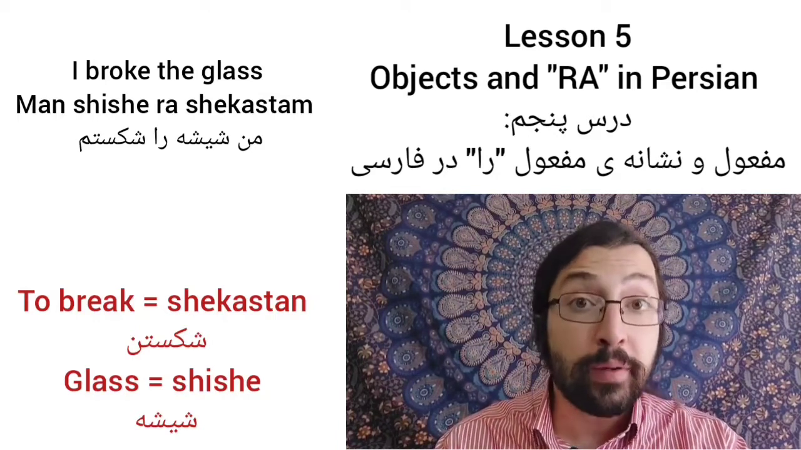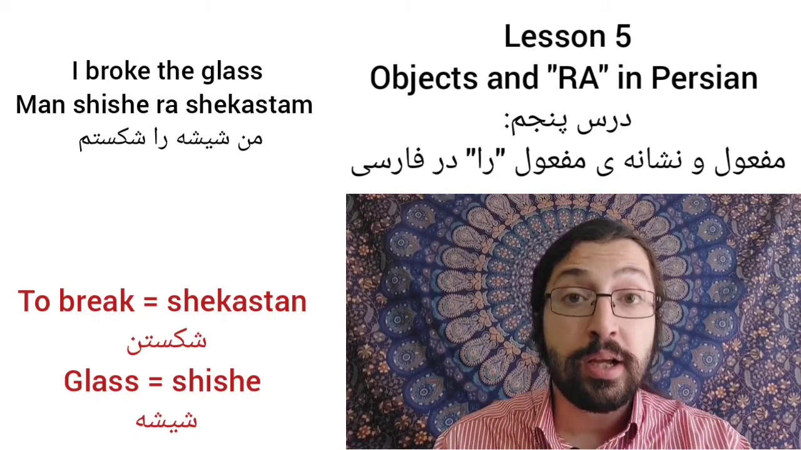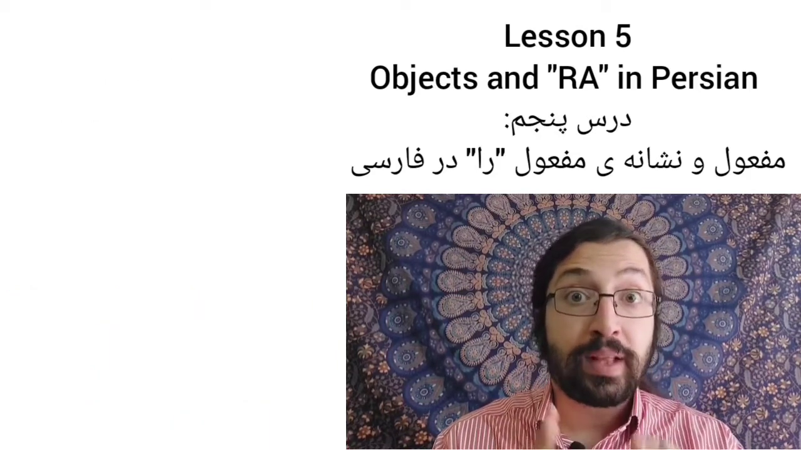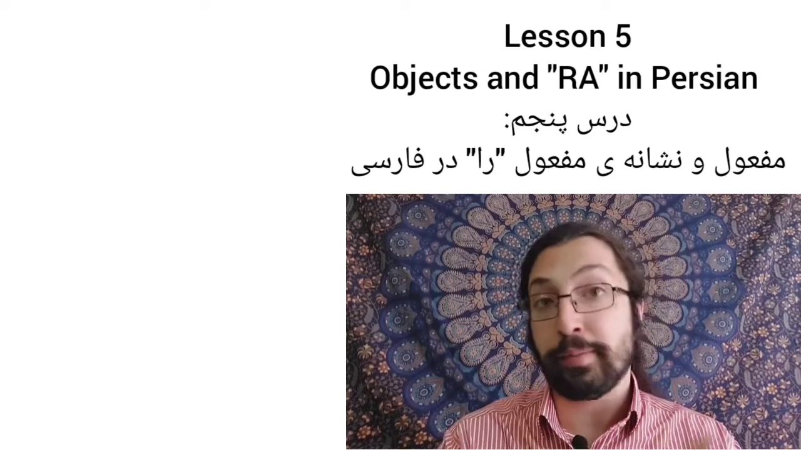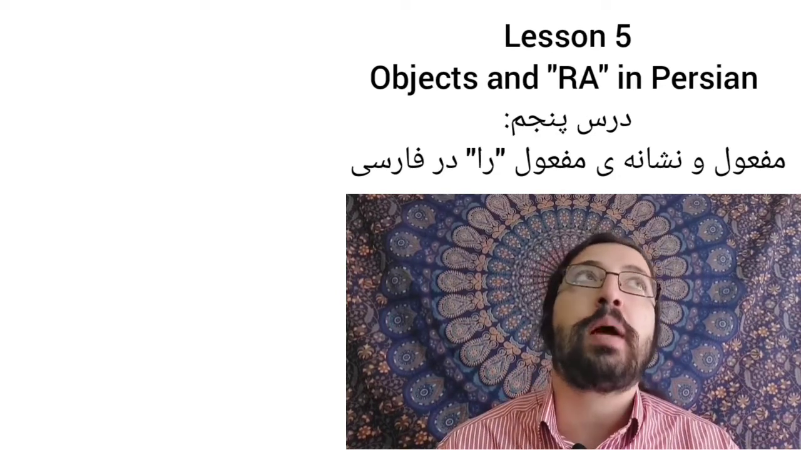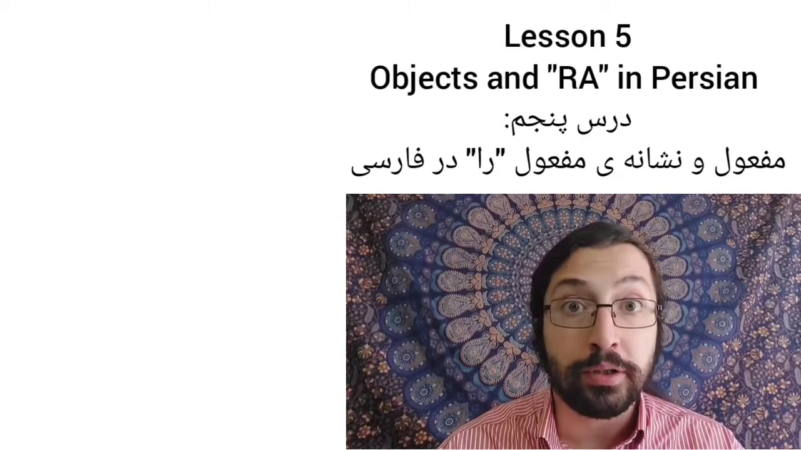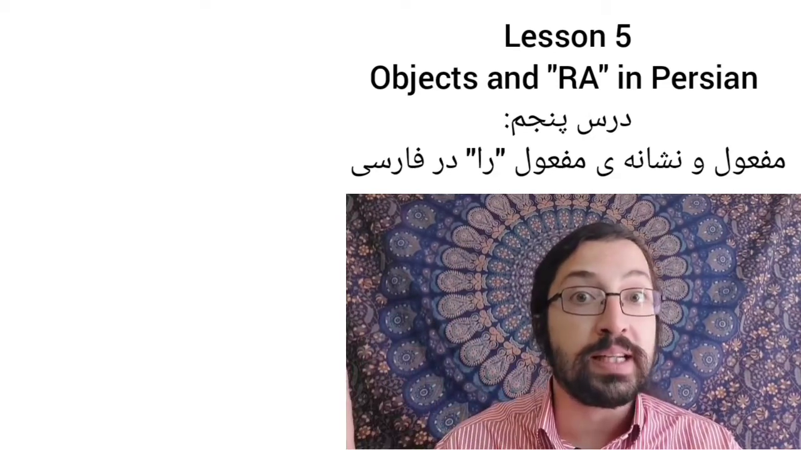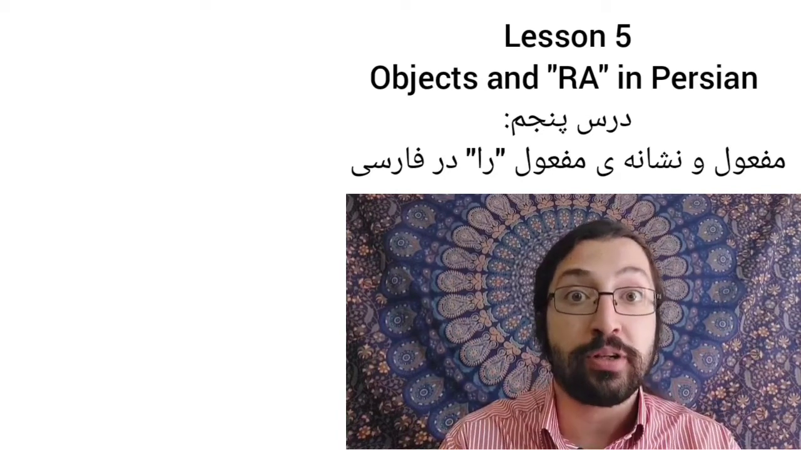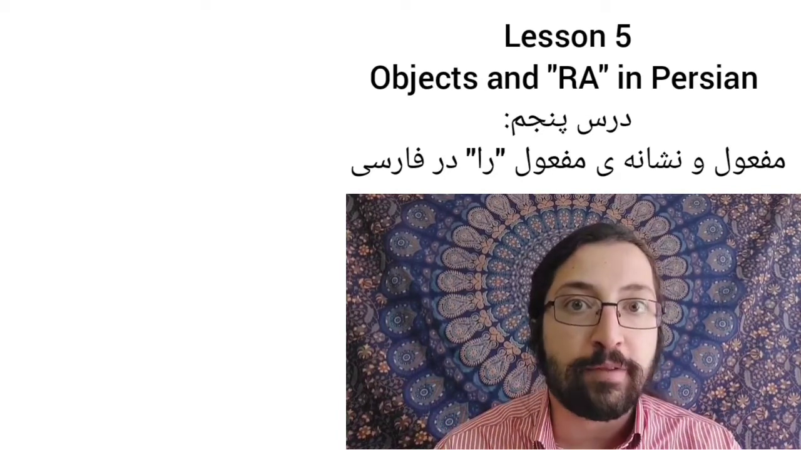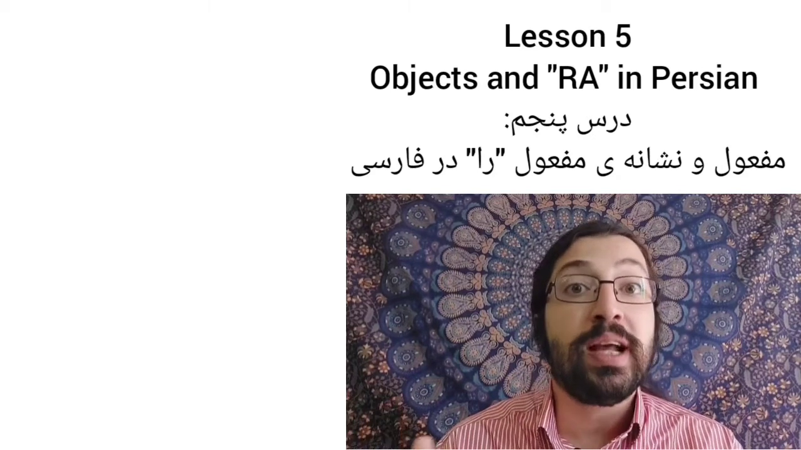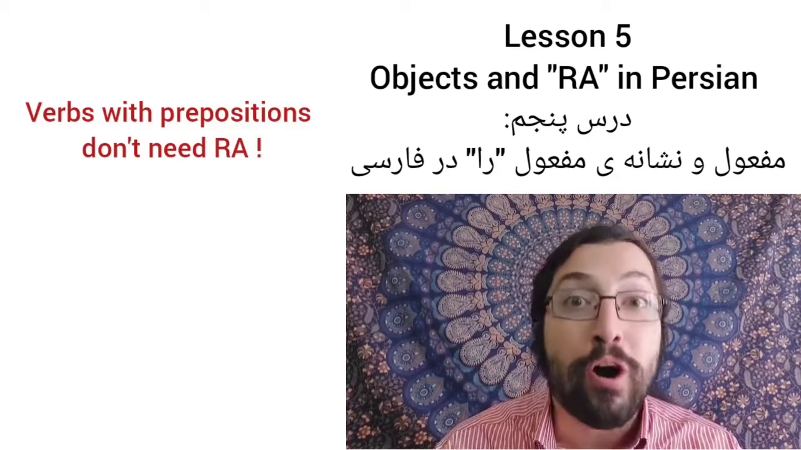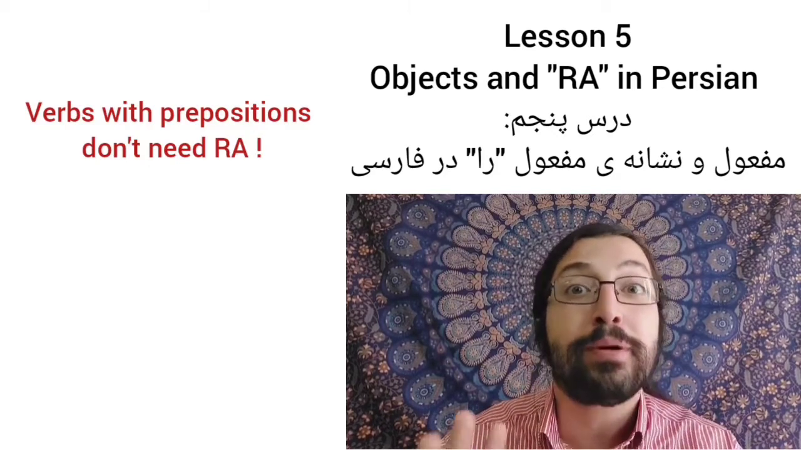There is something very important about these sentences. You know, there are some verbs that have to be followed by a preposition. Like in English, for example, the verb to get along. You always say to get along with someone. So it always needs with as the preposition. We also have some verbs like this in Farsi. They always need a preposition. And the point is, these verbs don't need ra because they have their own prepositions.